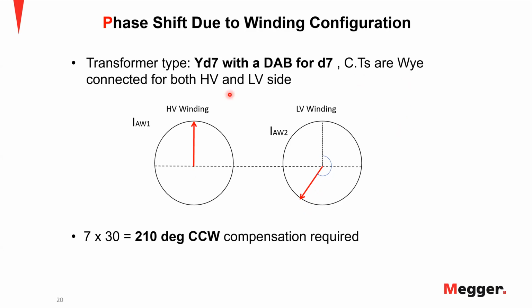So if you see, this is a YD7, and when you multiply the 7 with the 30-degree increments, you see that there's a 210 degrees compensation that is needed, which I need in a counterclockwise direction so that my phase shift is taken care of. So when we use the right compensation matrix inside the relay, the phases are now compensated for, and then the relay uses these currents and these phase angles in the differential logic.